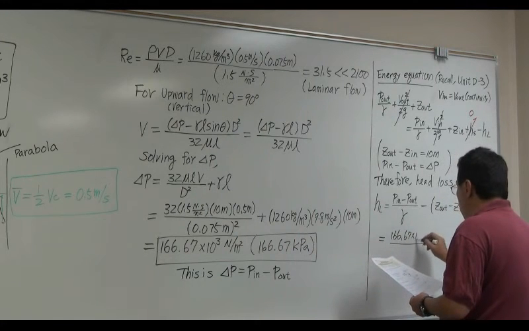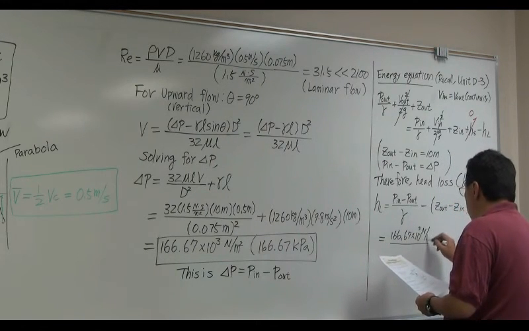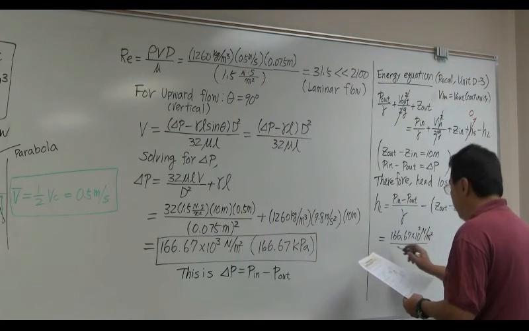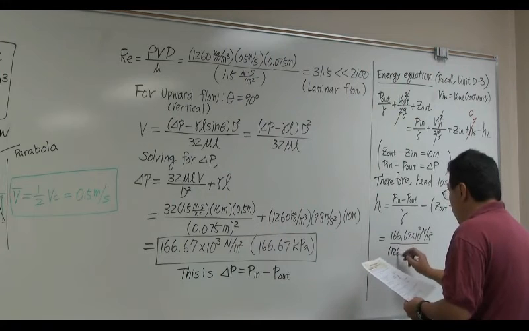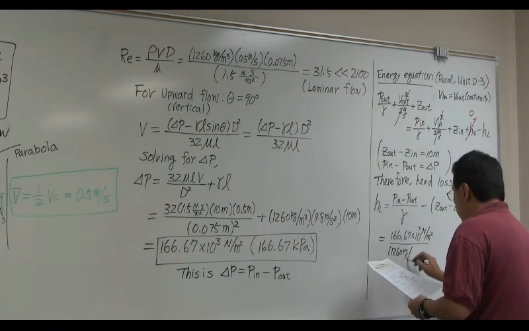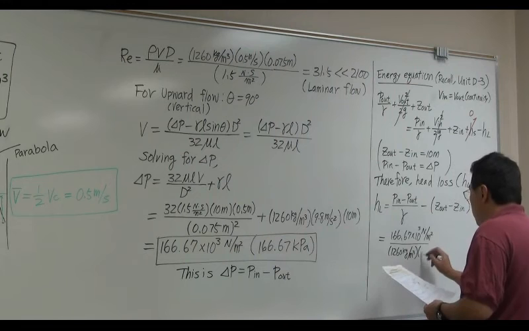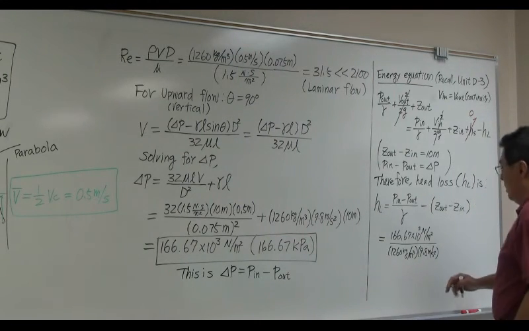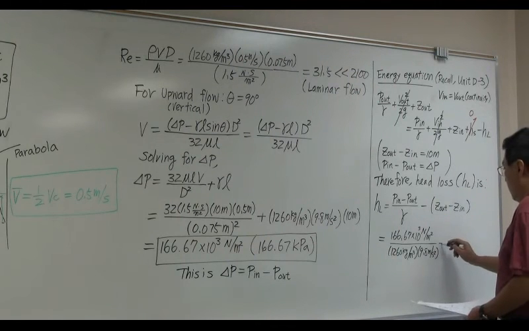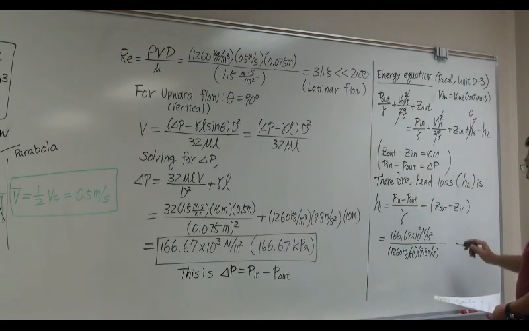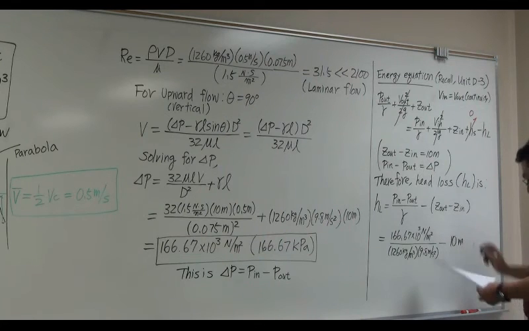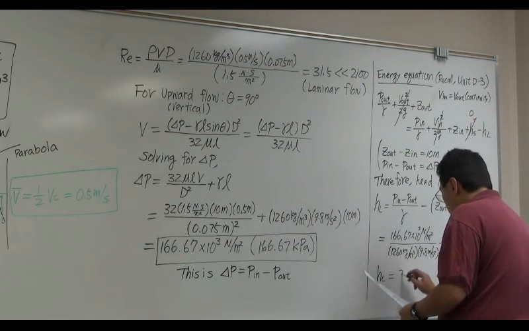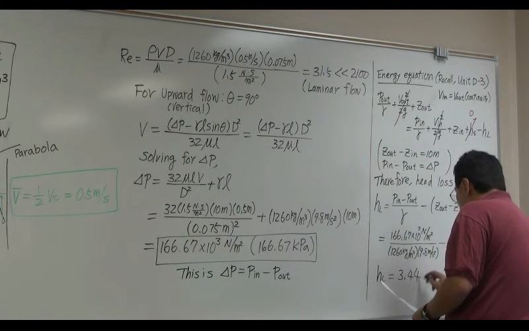166.67 times 10 to the 3 Newton per meter squared. Specific weight is rho g, 1,260 kilogram per cubic meter times 9.8 meter per second square. So that's this term. And minus Z out minus Z in is 10 meters. Okay? So HL is 3.44 meters.